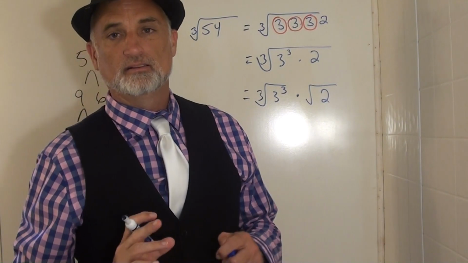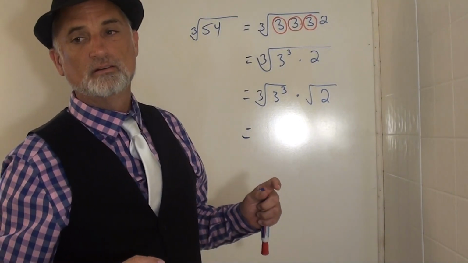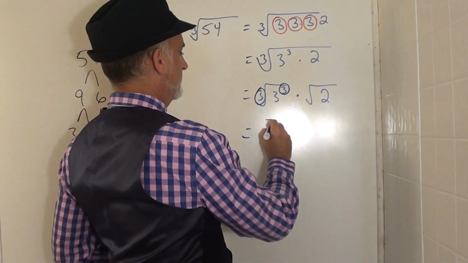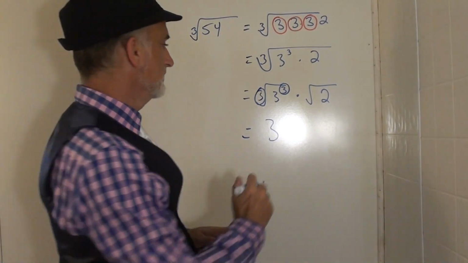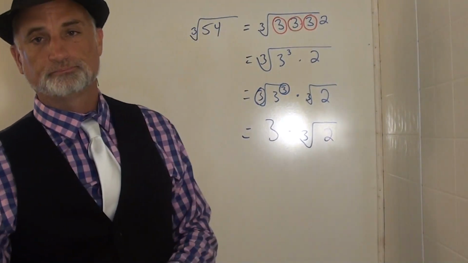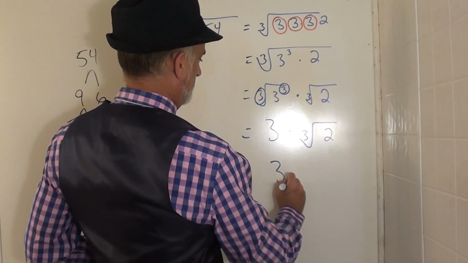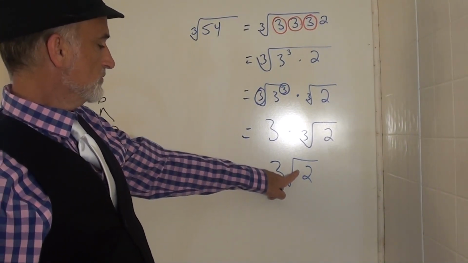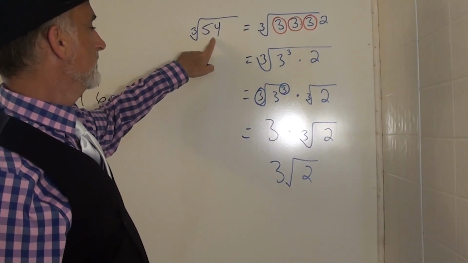Now, let's do some multiplication. We know that the cube root and the cube can cancel out each other, and we're left with 3 times the cube root of 2. And so the cube root of 54 is 3 times the cube root of 2.